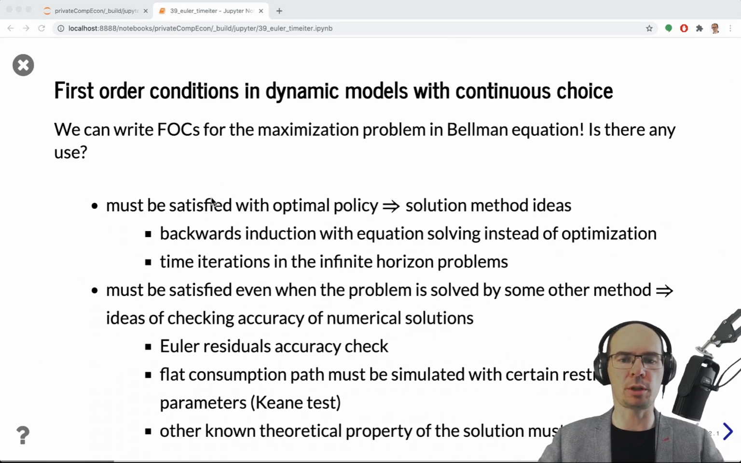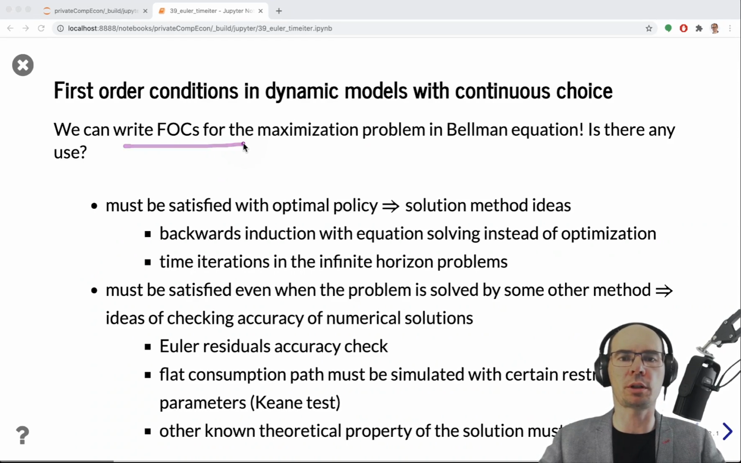So we have a maximization problem in the Bellman equation, and thus we can write the first-order conditions for this maximization problem, well, provided that the choice variables are continuous, of course. Is there any use for the first-order conditions? Well, of course there is.